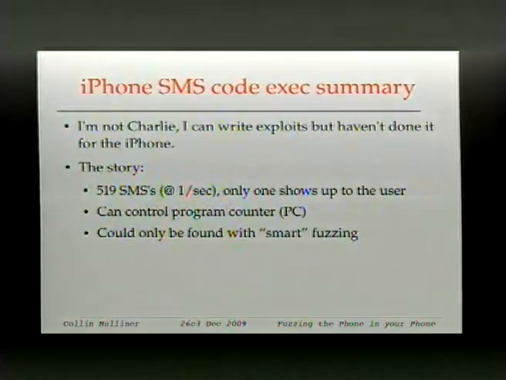But we can even improve that. Two or 2.5 weeks directly before Black Hat, Charlie was bugged by some other people, like, hey, you can do better than showing some denial of service. So he sat there and basically got remote code execution working via SMS. I don't show any details, like the slide says, I can write some exploits. I've never done it for the iPhone, but the basic story is you send 519 SMS, where only one shows up.